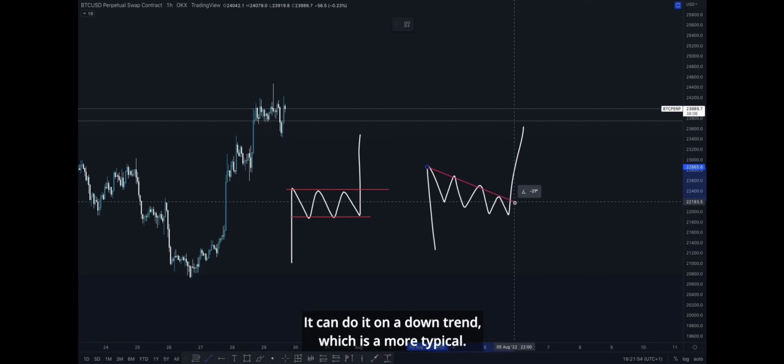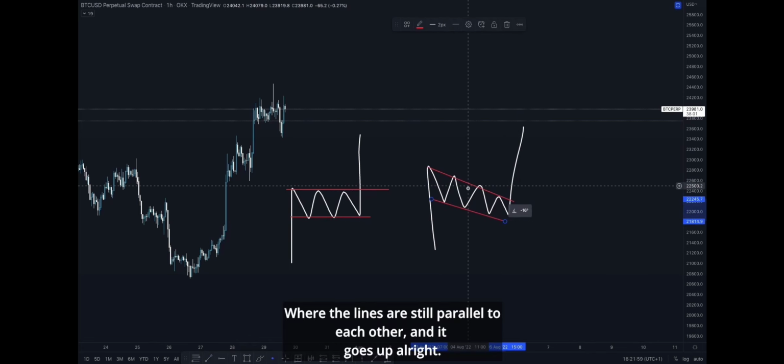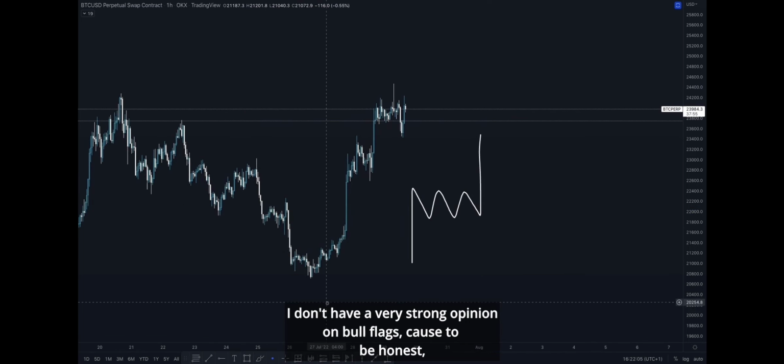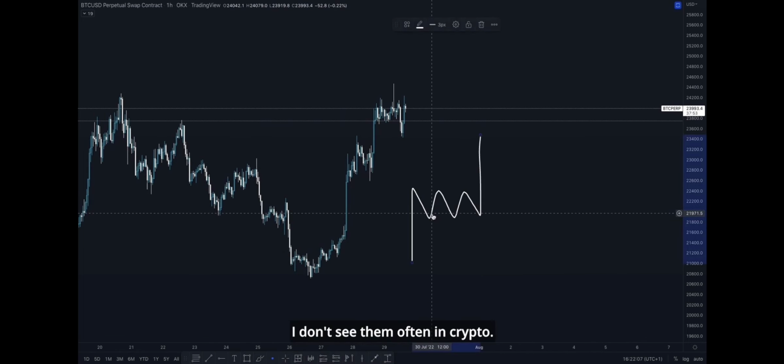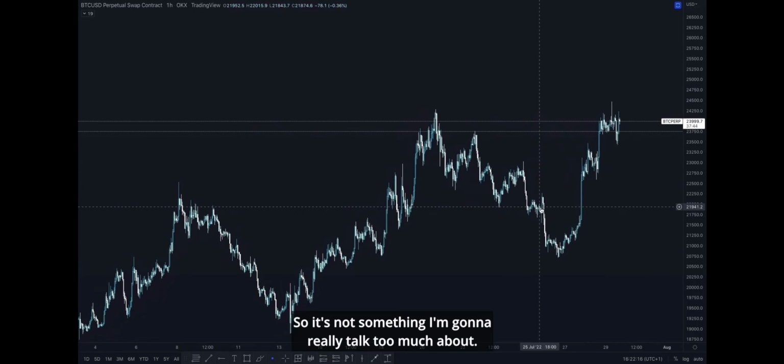It can do it on a downtrend, which is a more typical, this is what you would call a bull flag, where the lines are still parallel to each other, and it goes up. All right. I don't have a very strong opinion on bull flags, because to be honest, I don't see them often in crypto. Because crypto doesn't tend to move in nice, tight, parallel channels. So it's not something I'm going to really talk too much about.